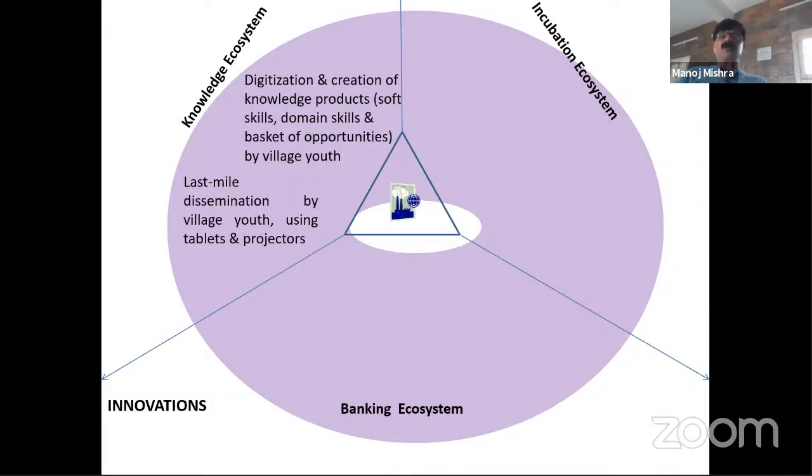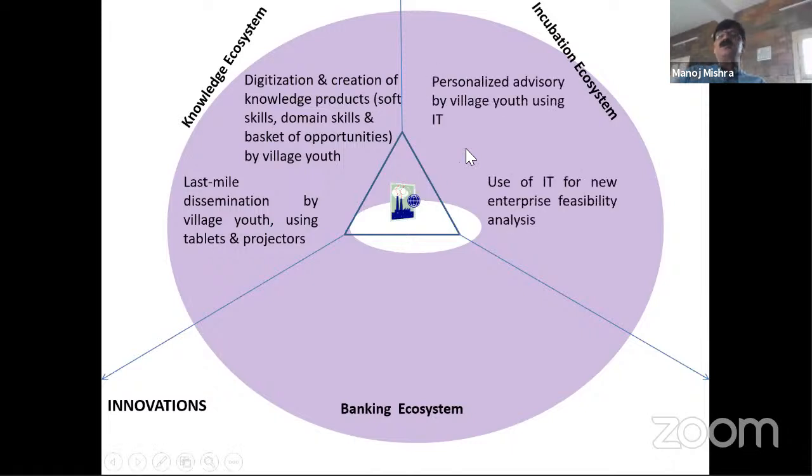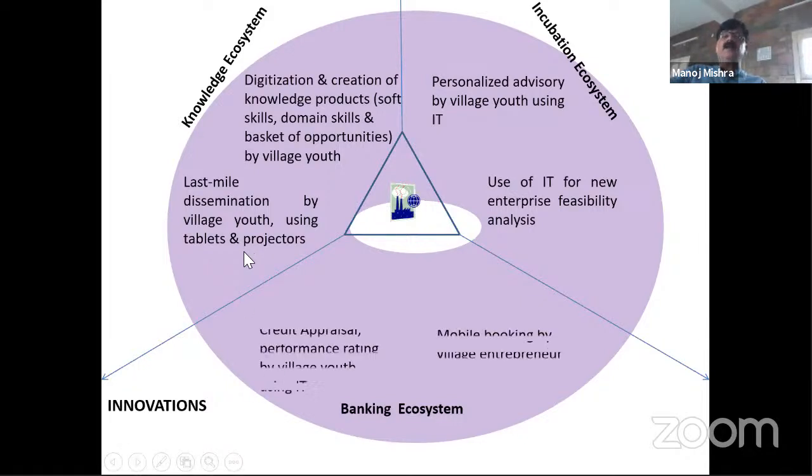And there can be a process which we can think upon using our own tablets and projectors for the last mile dissemination of the information. How can it be possible? Now, as far as the incubation ecosystem goes, there are personalized advisory services by the village youths using IT. Maybe a potential agri entrepreneur can get into it. Use of IT for enterprise feasibility analysis is what is called for and what is required at the end of the day.